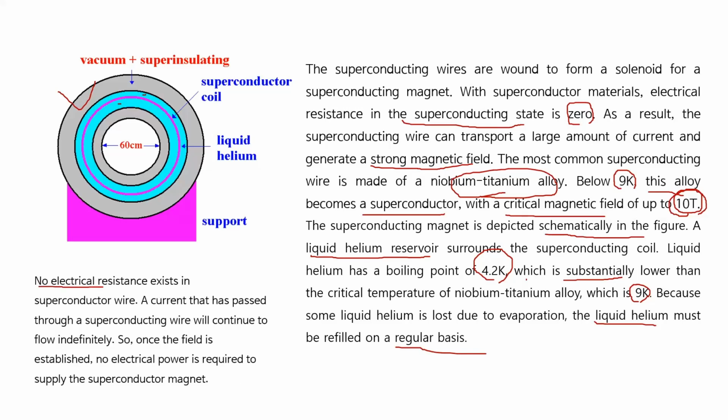No electrical resistance exists in superconducting wire. A current that has passed through the superconducting wire will continue to flow indefinitely. So, once the field is established, no electrical power is required to supply the superconducting magnet.